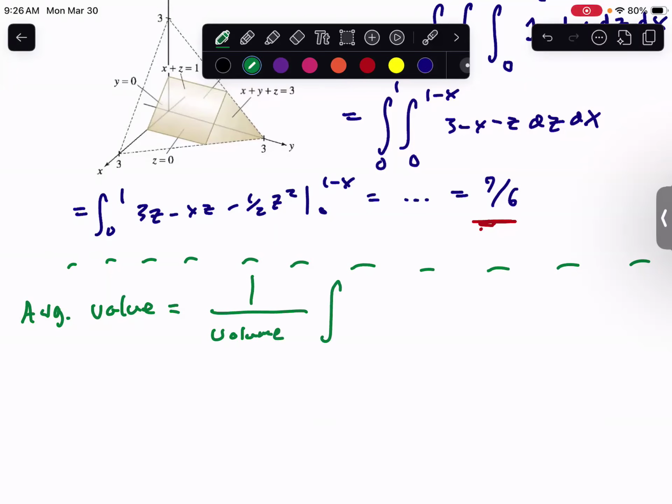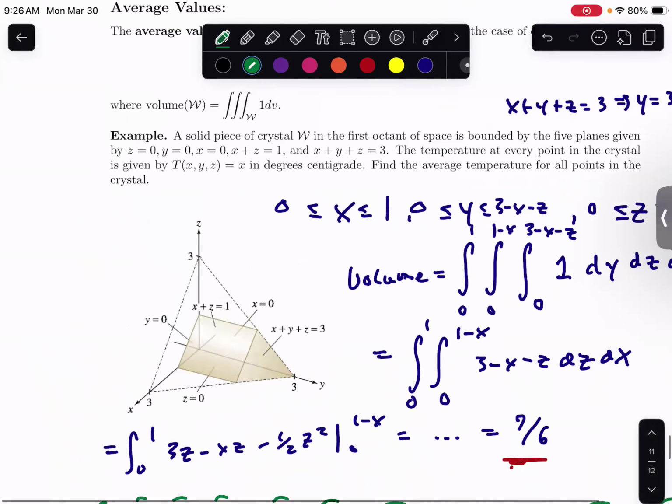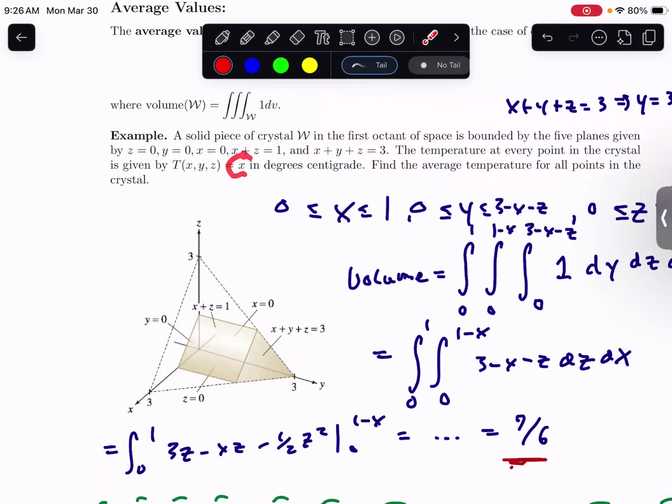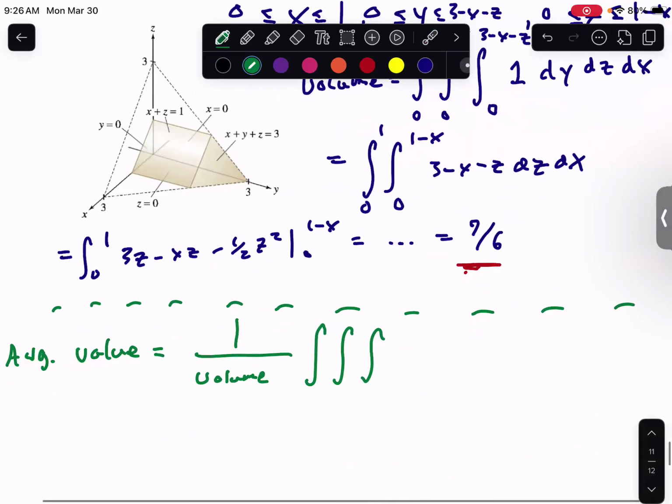And then this is going to be times the triple integral. The function we're given, we want to find the average temperature. The function is given by x, right? That's the function that was given to us. And then nothing else really changes in terms of how we're integrating this.